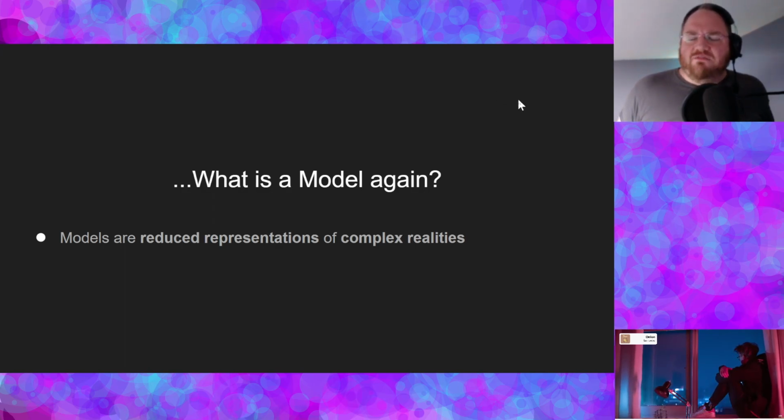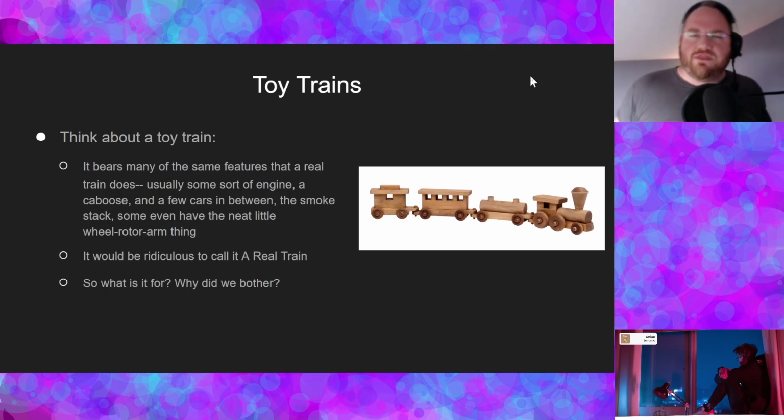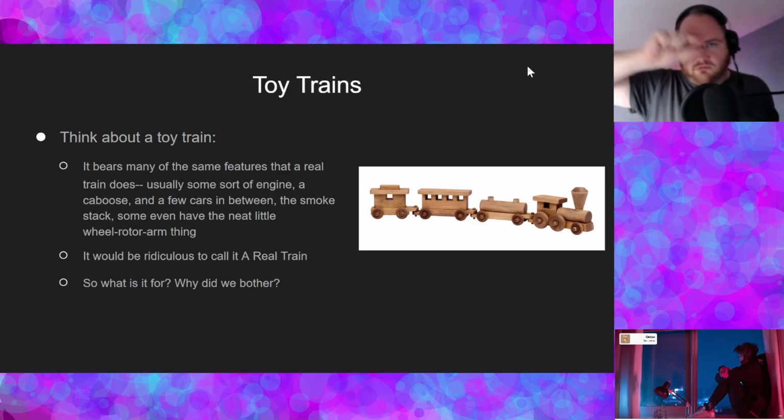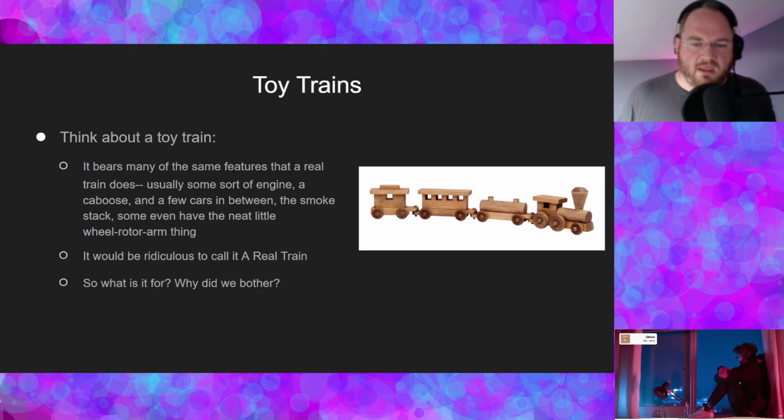So, fundamentally, a model is anything that is a reduced representation of something else, a more complex reality. So, think about a toy train, right? It's got a lot of the same features that a real train does, right? Usually some sort of engine, a caboose, a few cars in between. It's got the smokestack, that iconic bit. And sometimes they even have that little neat wheel rotator arm thing. This one doesn't, but we would never call that a real train, probably. No one would, right? It's not an actual train.